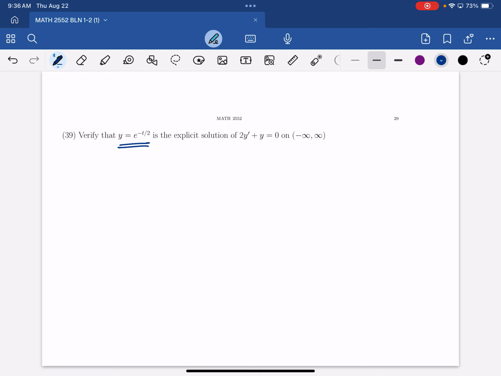How do you check? You substitute it into the differential equation. If it reduces to an identity, then it is a solution. If it does not reduce to an identity, then it is not a solution, right? Do you agree with me on that?